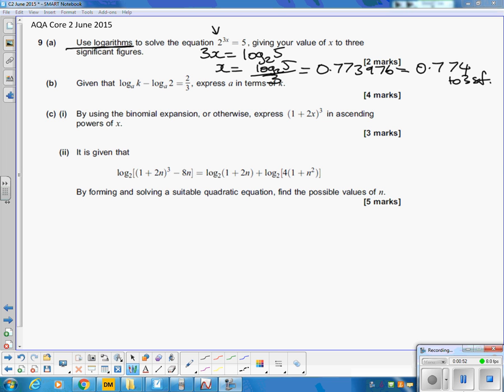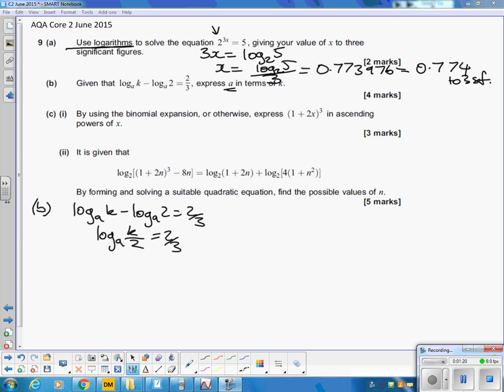Right, then we get on to the ones where we've got to use our log laws that you need to have learnt. So we've got log to base a of k minus log to base a of 2 is 2/3, and we've got to get to a equals. Right, what do we know? There's a minus in the middle, so that means we can write that as a single log. Log to base a of k divided by 2 is 2/3.